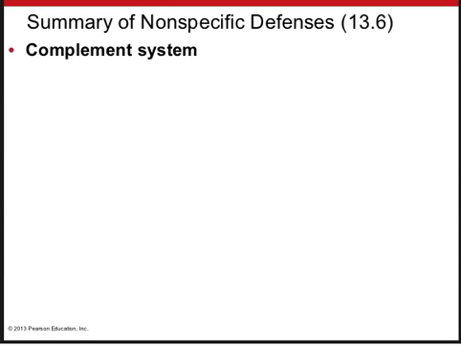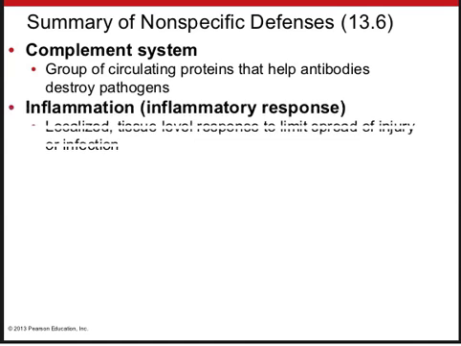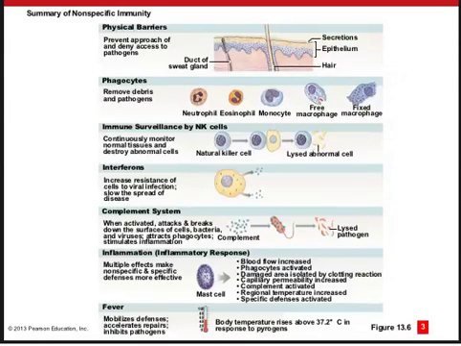So if we look at our nonspecific defenses, the complement system is a group of circulating proteins that help antibodies destroy pathogens. Inflammation is that localized tissue-level response that limits the spread of injury or infection. And fever accelerates body metabolism and defense activity.